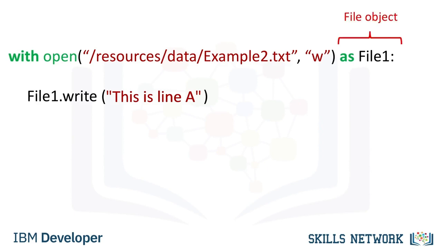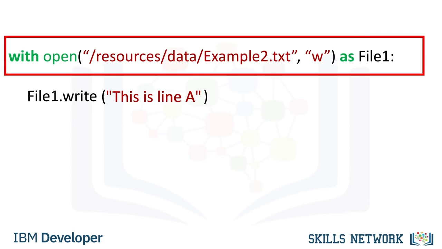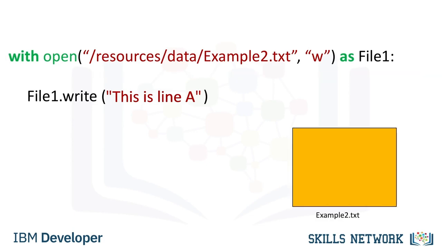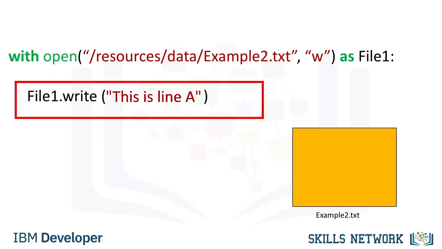The code will run everything in the indent block, then close the file. We create the file object, file1. We use the open function. This creates a file example2.txt in your directory. We use the method write to write data into the file. The argument is the text we would like input into the file.